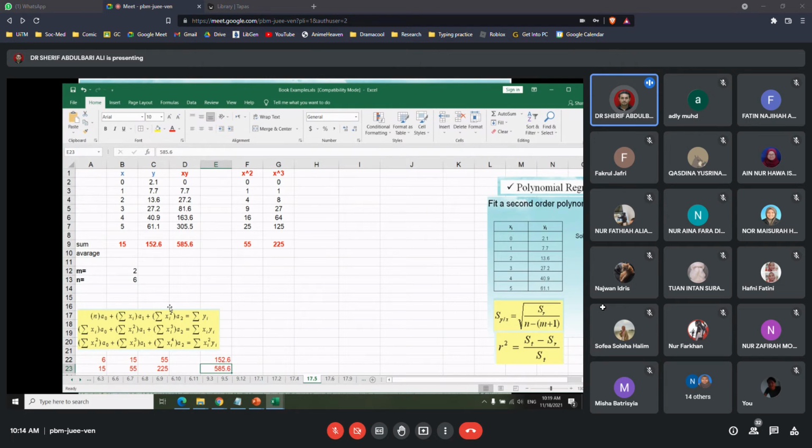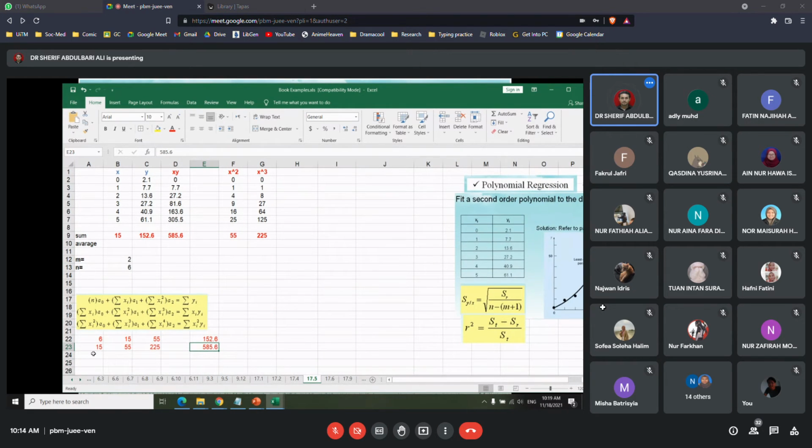So again, I will go for the next row. So I need to find here x squared. X squared, I have it, it's 55. X cubed, I have it, it's 225. I need to find the summation of x power 4. I don't have this one, so I need to create another column for x power 4. So you need to do all these values power 4. And find the summation of these values. So the summation is 979. I will put it here.